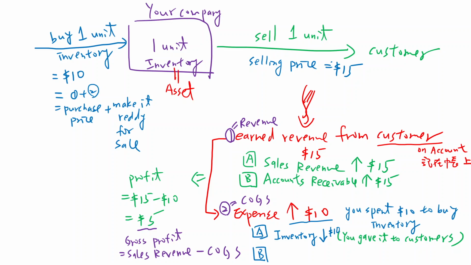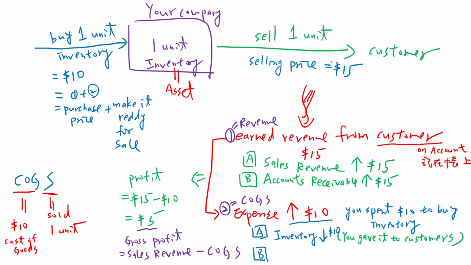What does it mean? Cost of goods sold. Don't forget, cost of goods sold. Think about it in 2 terms. Cost of goods: how much money did you spend to buy it before? $10. That is your cost of goods. Sold: how many units did you sell? 1 unit. Okay? I spent $10 to buy it before.